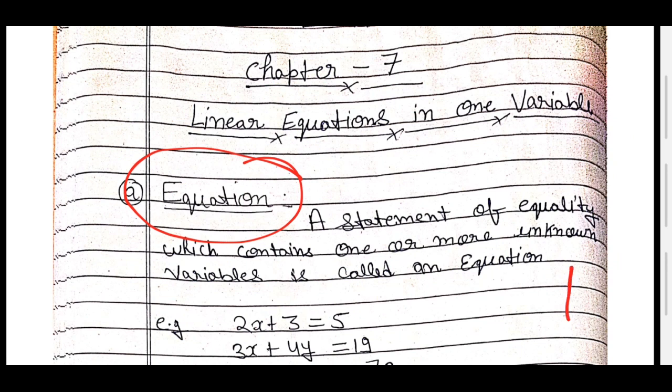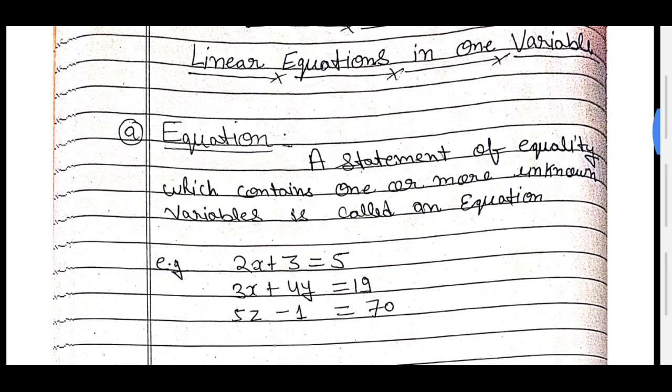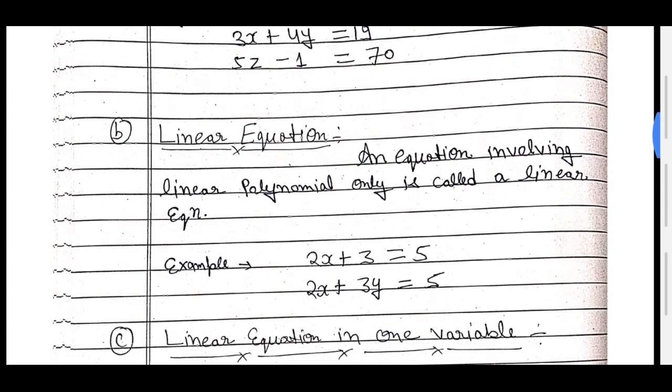For example, I am giving here 2x plus 3y is equal to 5. This is a statement of equality. Here two variables, here one variable. So it is known as one variable, it is known as two variables. Linear means you have only one degree. Now come to the linear equation: an equation involving a linear polynomial.